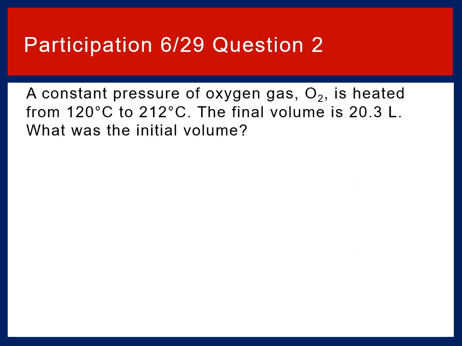Participation 629, question 2. A constant pressure of oxygen gas, O2, is heated from 120 degrees Celsius to 212 degrees Celsius. The final volume is 20.3 liters. What was the initial volume? This is the second question on participation 629, due Monday, June 29th at 11:59 p.m. over on Blackboard. The link to the assignment is right below the links to these videos. Again, a constant pressure of oxygen gas is heated from 120 degrees Celsius to 212 degrees Celsius. The final volume is 20.3 liters. What was the initial volume?